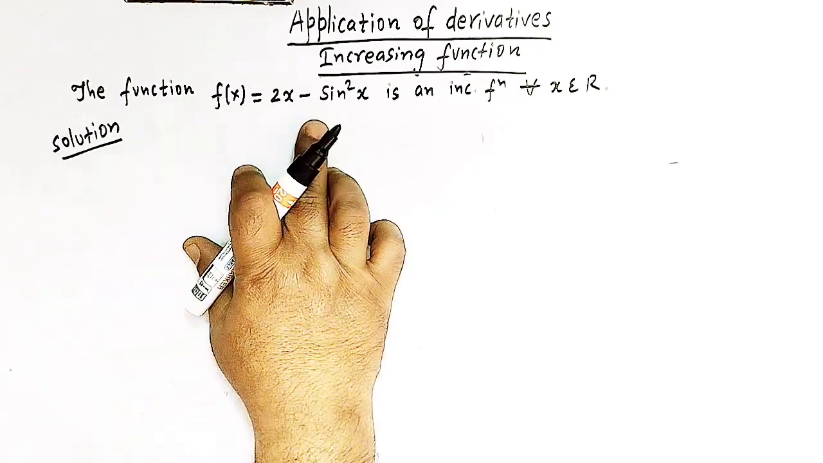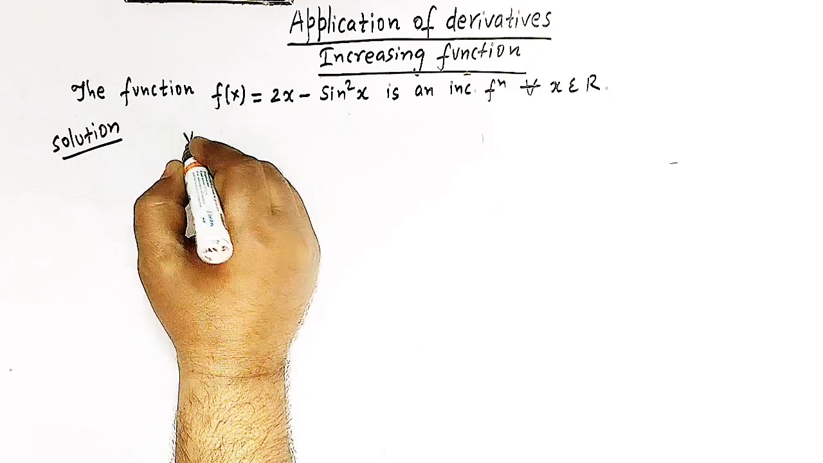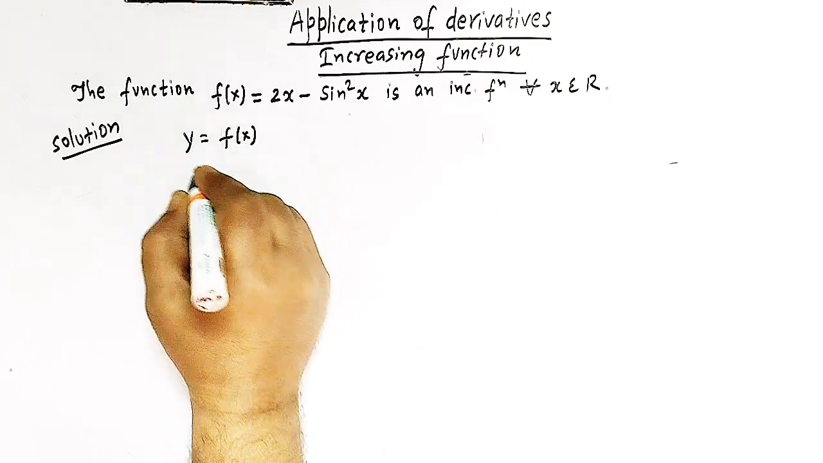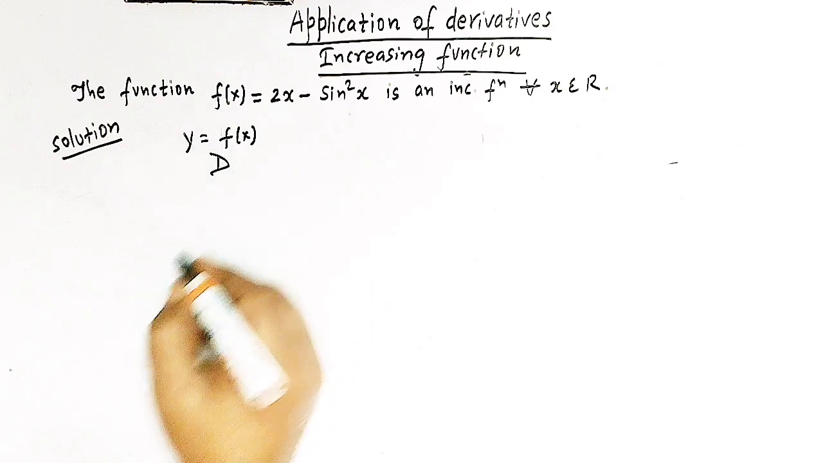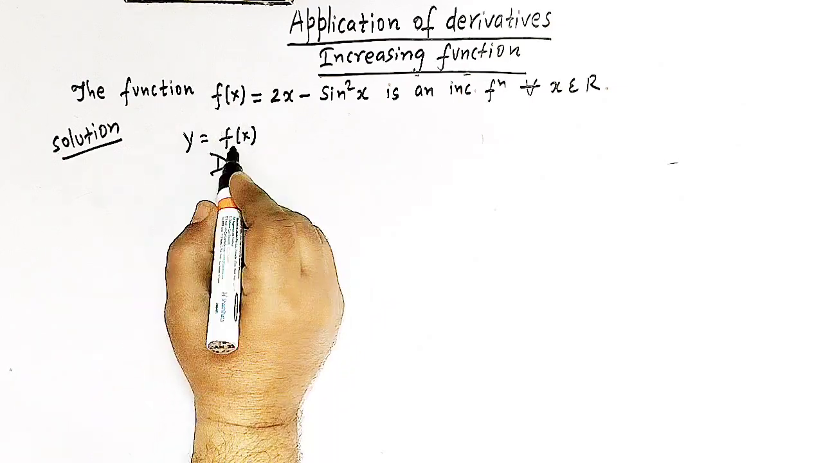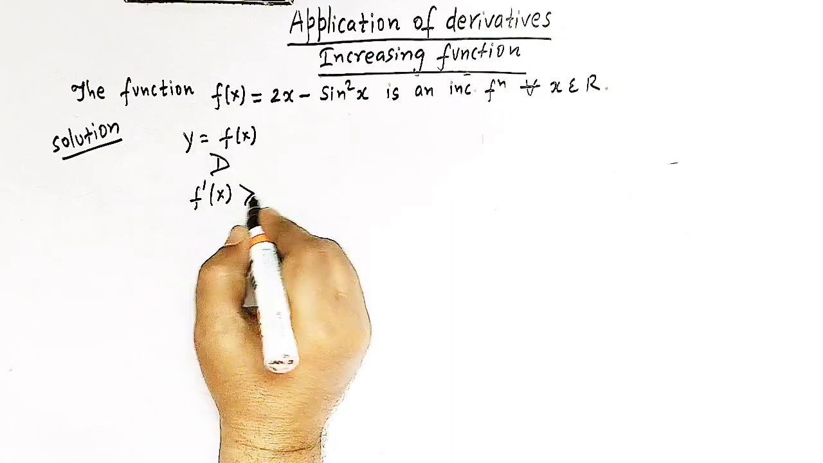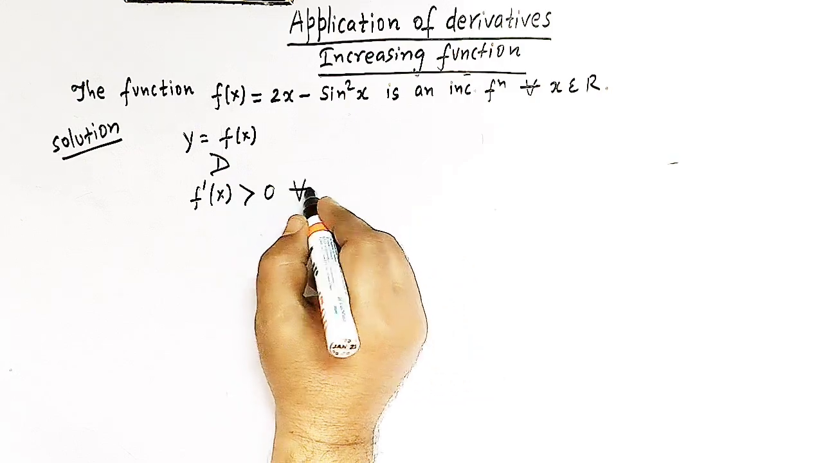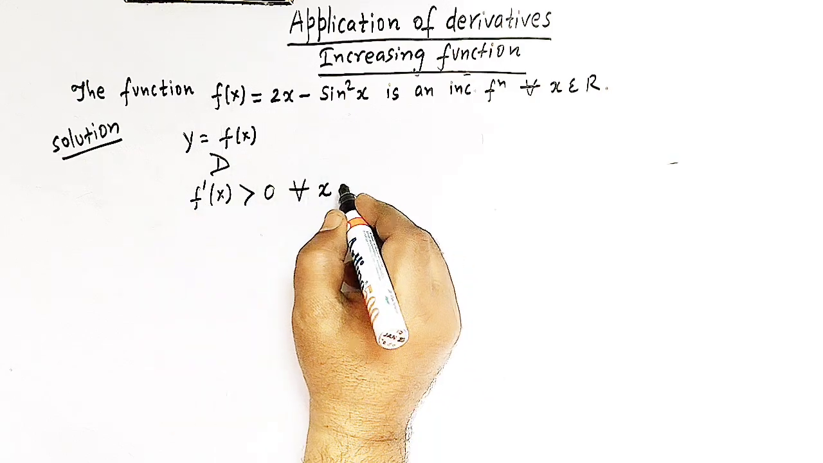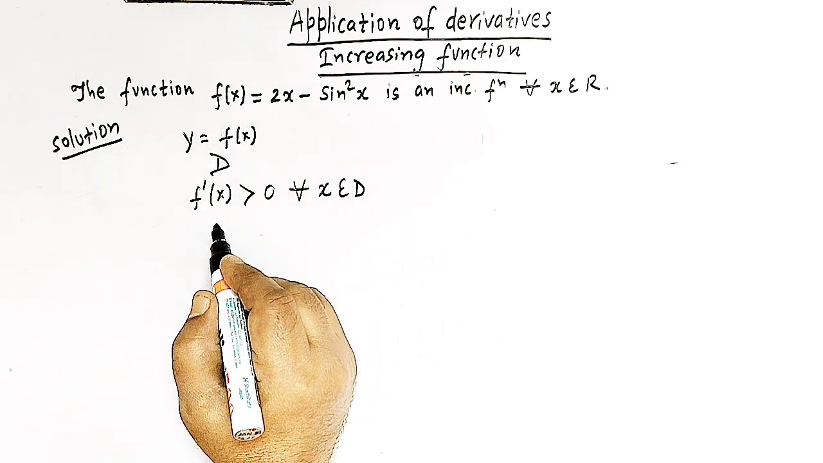Now to prove that this function is an increasing function, let us quickly see the definition of an increasing function in terms of derivatives. Suppose we have a function y is equal to f of x, which is defined in some domain D. Now, if the derivative of this function, that is f prime of x, is greater than 0 for all values of x belonging to the domain, then the function is said to be an increasing function.